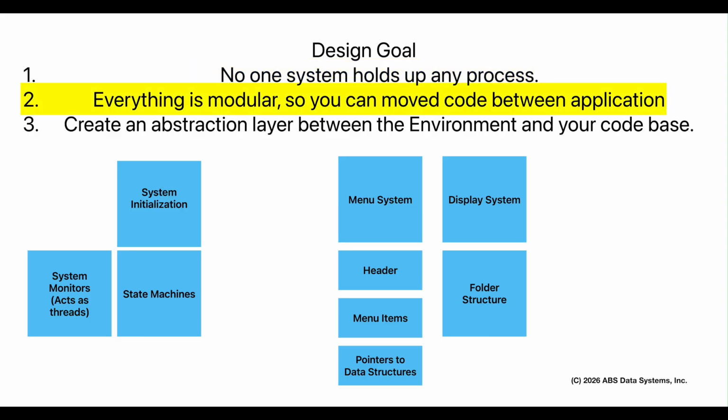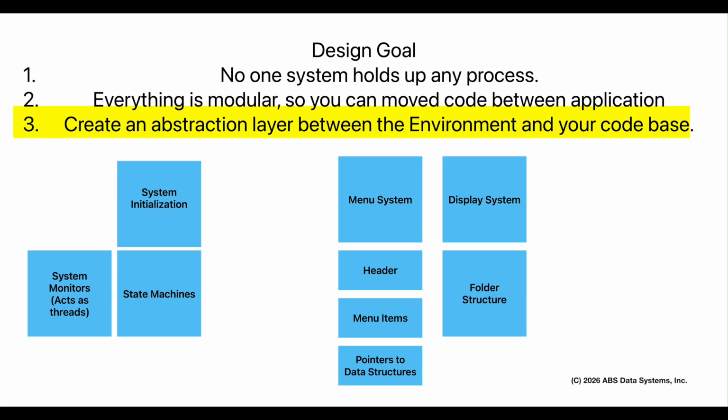The second thing is everything is modular, so you can move code between applications. The hardware that's inside of the AVR64DD32 is unique to this processor, as it has each subsystem within this processor, so making it modular between multiple processors is going to be rather difficult. However, making it modular between other AVR64DD32 projects is not. And so the goal is to have that code be transportable from one project within the Microchip family to another.